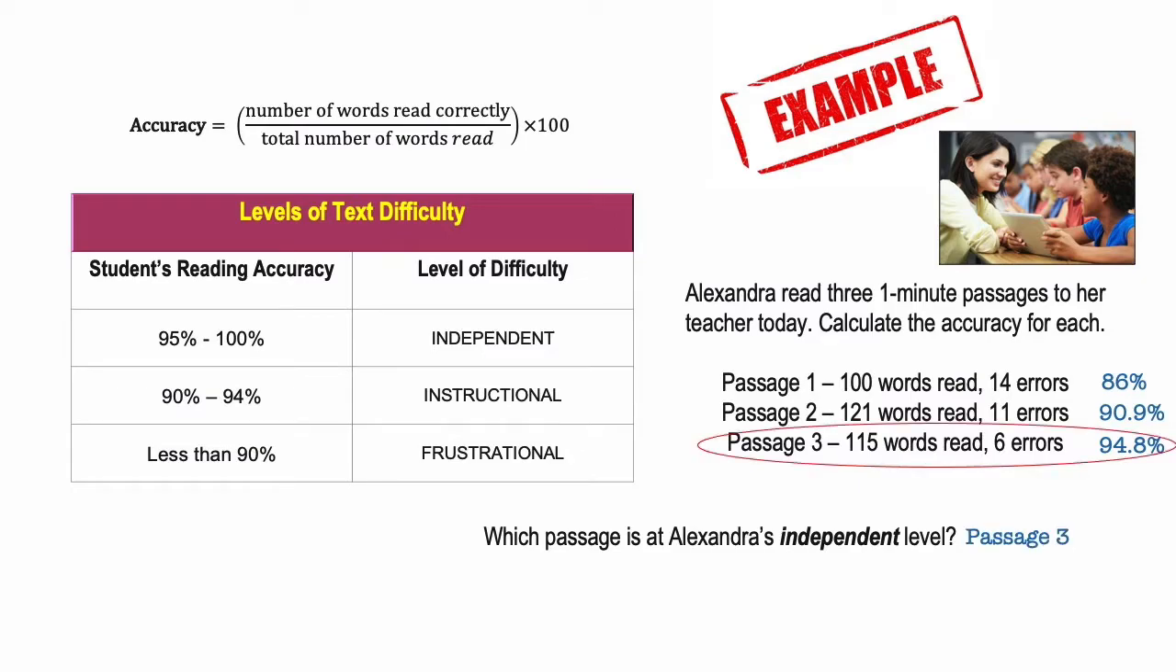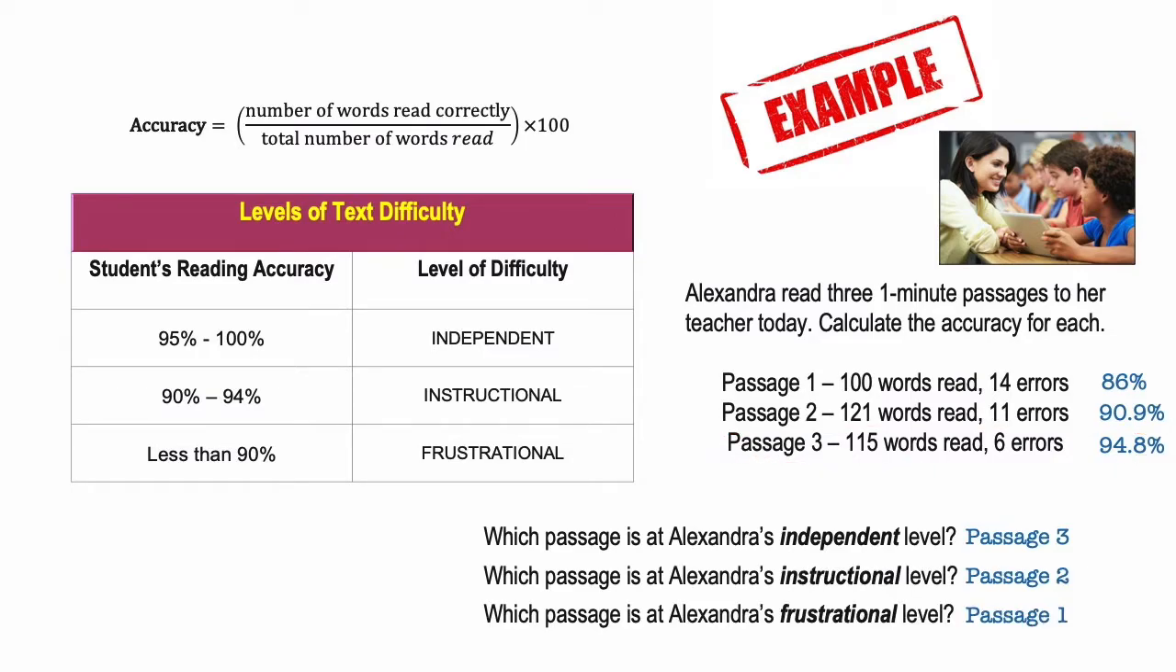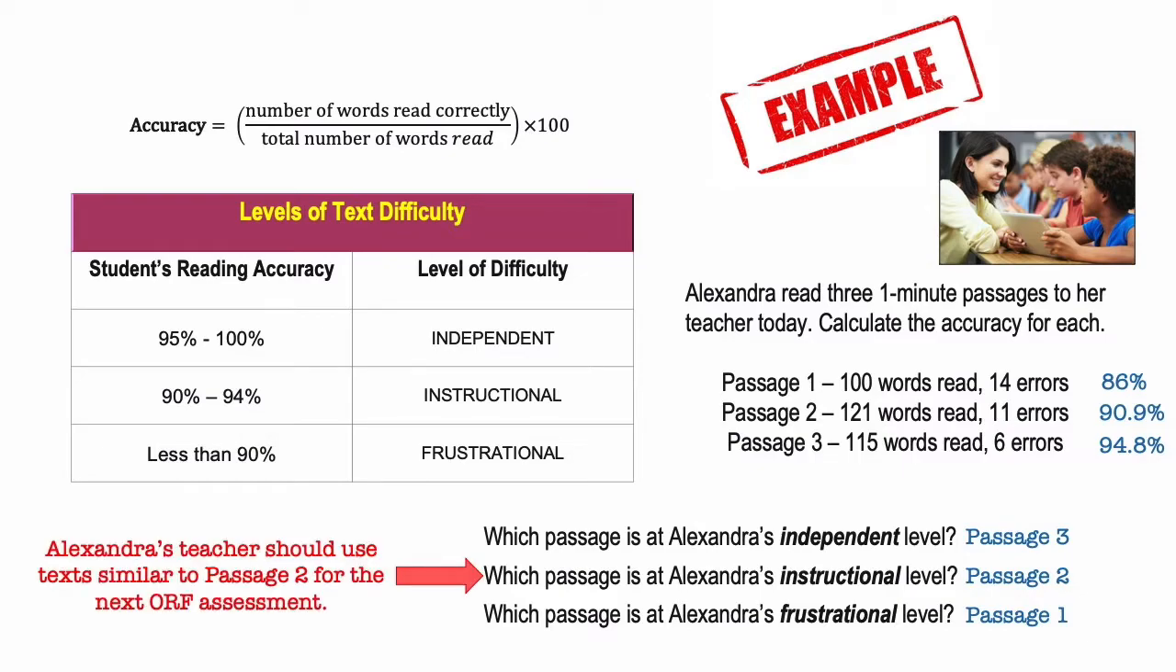In this example, Alexandra read passage 3 with about 95% accuracy, so that one would be at her independent level of difficulty. Passage 1 and other texts similar to it would be too difficult for Alexandra right now. Ideally, as she receives more instruction and practice, she will later be able to read passage 3 or text like it at an instructional or an independent level. Passage 2 would be a good choice for using in fluency practice and instruction with Alexandra. Other texts with similar features, like length and decodability, would also be good for her.